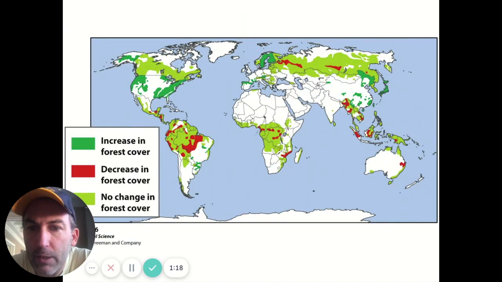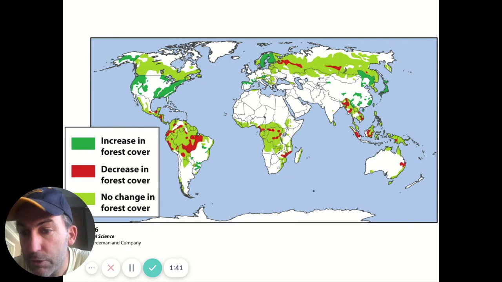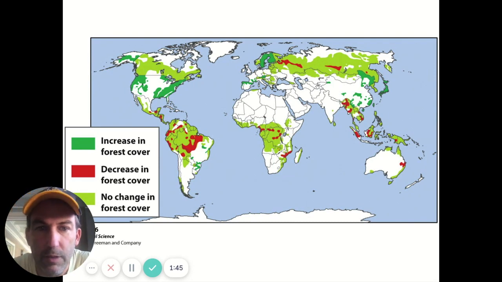So here we can look at increase in forest cover in certain areas of the world and also relative decrease and no change. And of course, in the areas where you're seeing decrease in forest cover, that's a form of habitat loss. And it's really prevalent in parts of Africa and South America. Not so much in North America, but definitely in the Pacific Northwest. It's not really showing up on this map, but we're having a massive amount of deforestation up there.